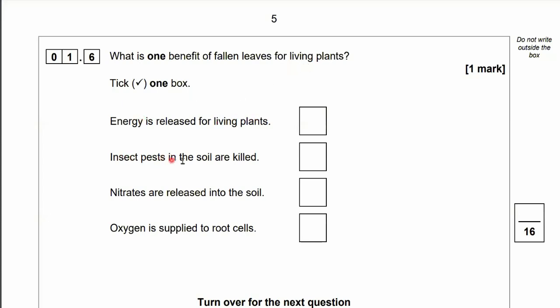So what is one benefit of fallen leaves for living plants? Well, that'll be nitrates released into the soil. Reason being, nitrates plus glucose make amino acids and proteins for plant growth.